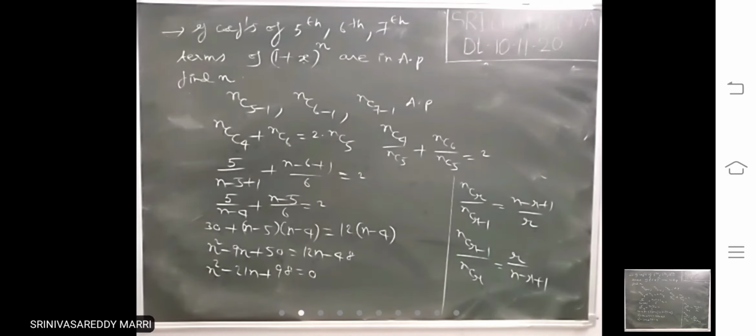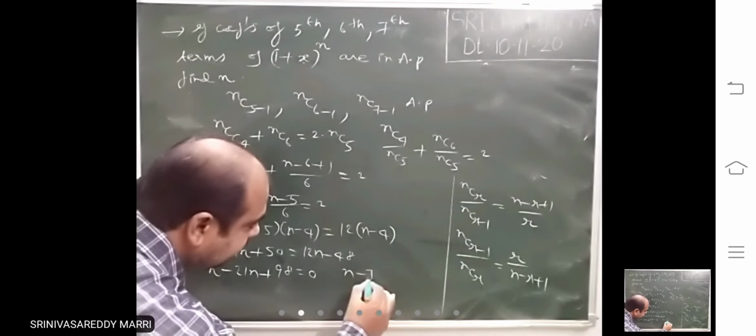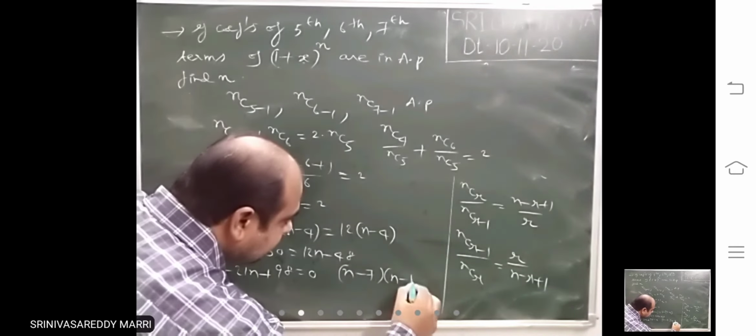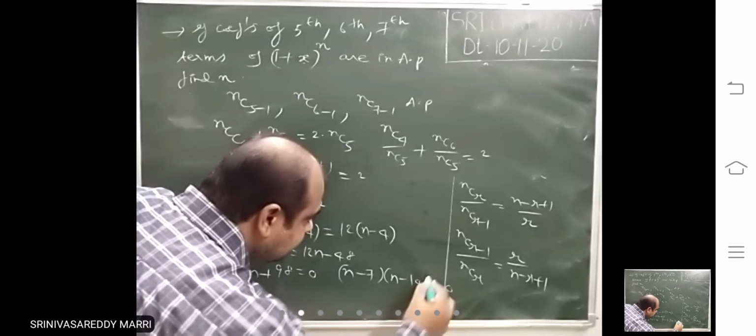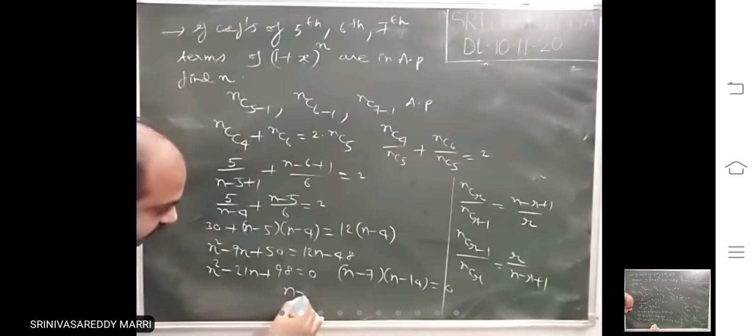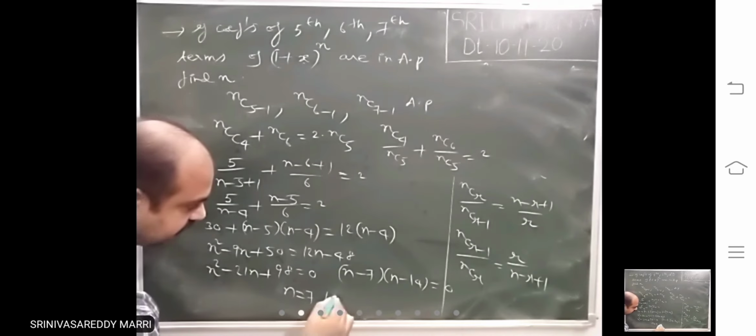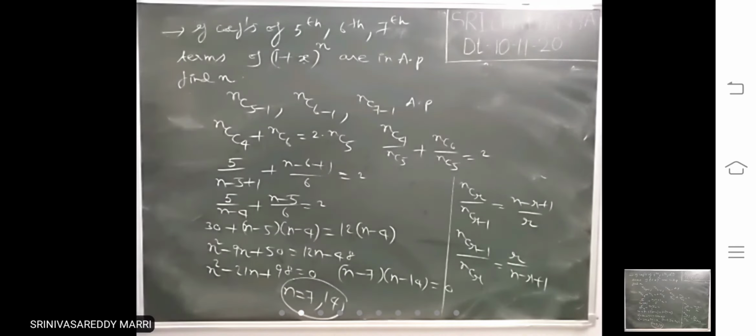So what are the factors? Tell me. So 4 and 17 are the factors. (n minus 7)(n minus 14) equal to 0. n equal to 17 or 4. These both are the answers.